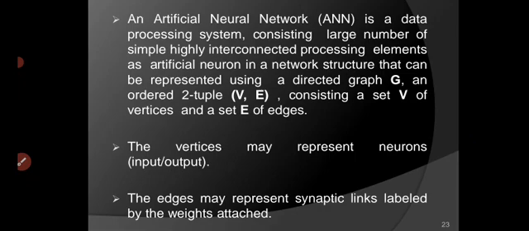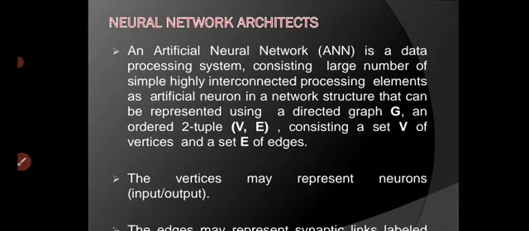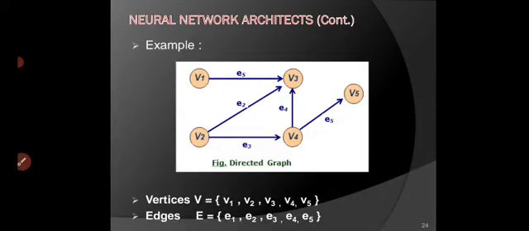In simple words, an artificial neural network architecture is a data processing unit. It is shown by a directed graph G which consists of V and E, where V is vertex, representing the neuron's input or output, and E edge represents the synaptic link, which is known as weight. And this graph is represented by this figure.